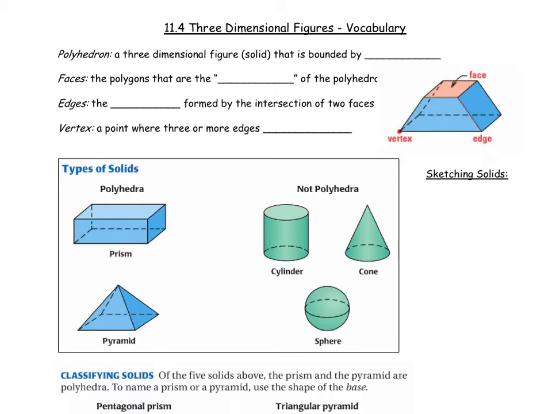The word for you is a polyhedron, which is a three-dimensional figure, which we call a solid, that is bounded by polygons only, which means not circles. Anything that's round doesn't count. It has only polygons. The faces are the polygons that are like the sides of the polyhedra.